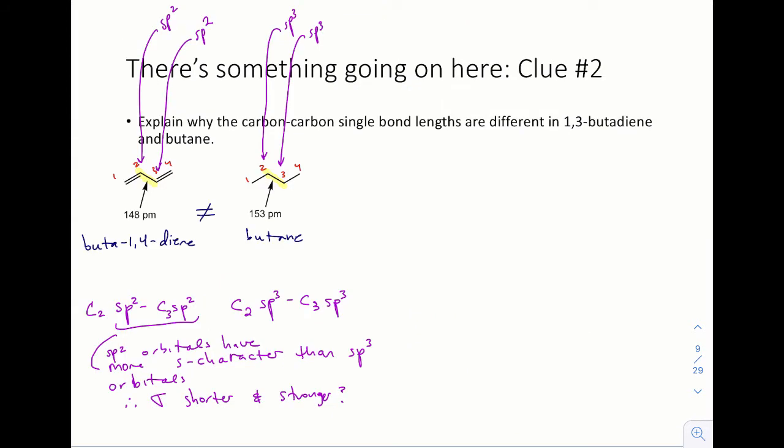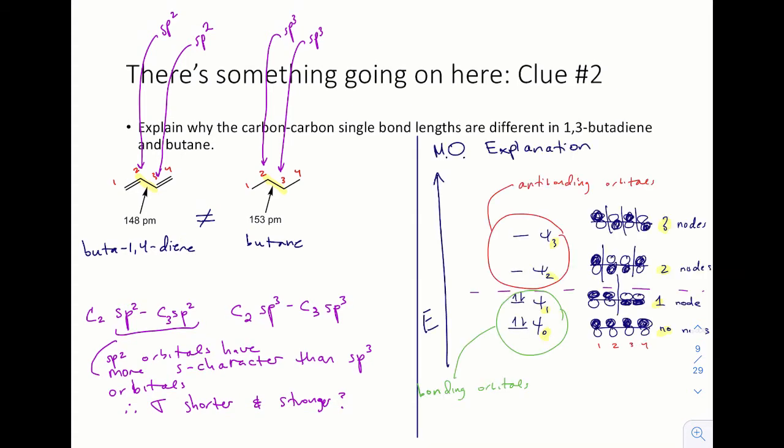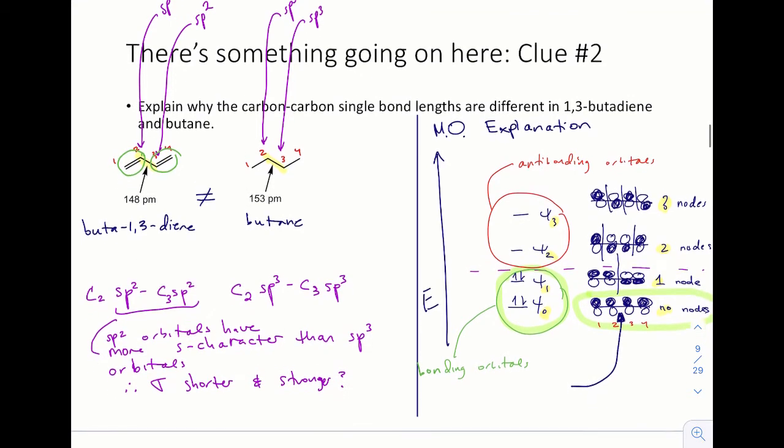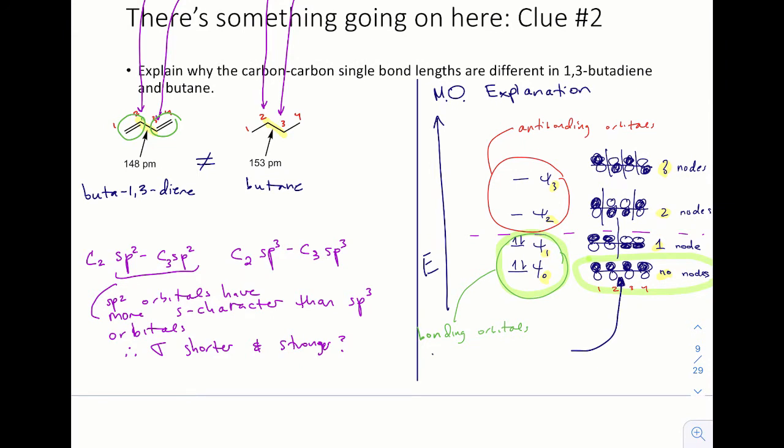Okay, this is maybe slightly more complicated. Why don't you try to explain observation clue number 2 with molecular orbital theory? Now we know that the 4 pi electrons in buta-1,3-diene occupy these multi-centered pi symmetry molecular orbitals. So take a look at psi naught here. What do we see? We see that there's a pi bonding interaction between carbons 2 and 3. So that explains why the C2-C3 bond is shorter than expected.